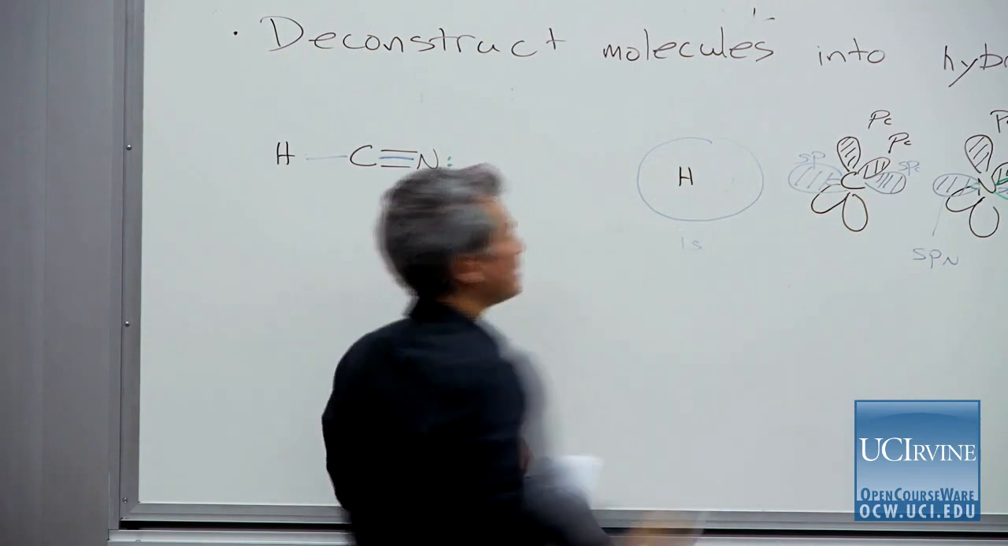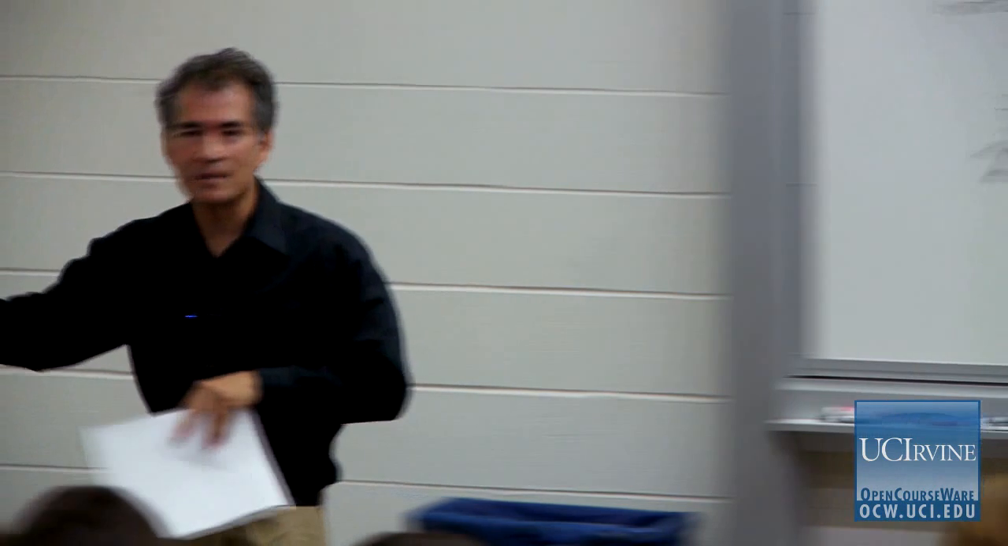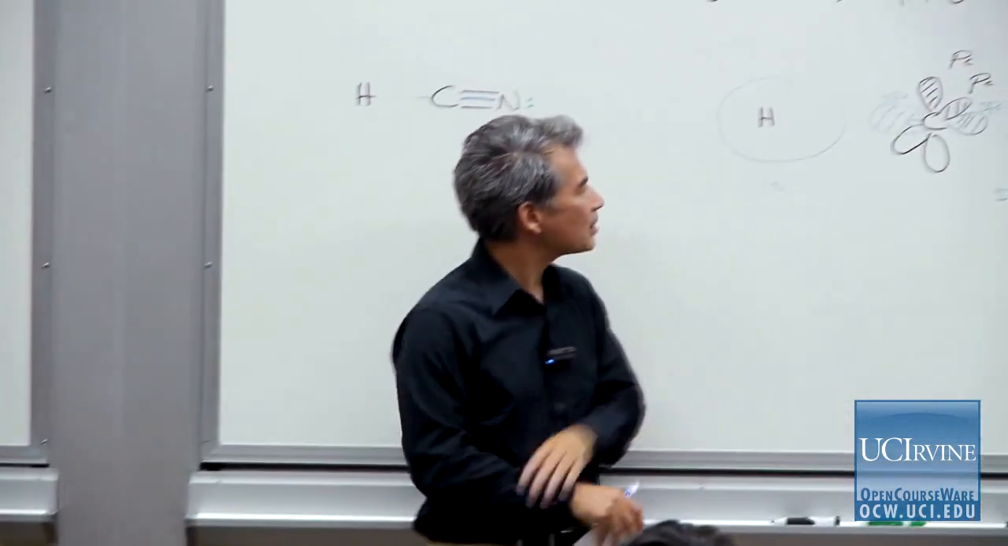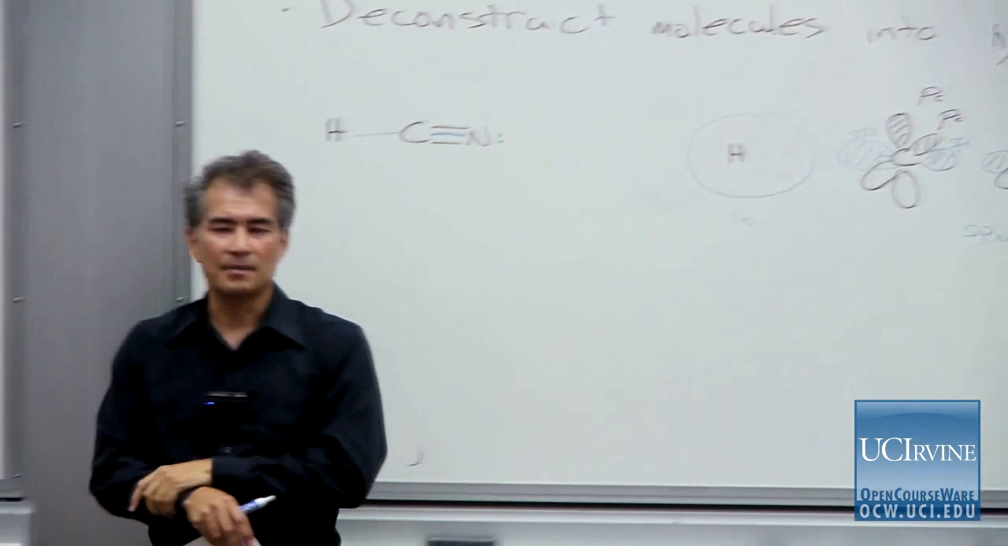Hydrogen only has a 1s orbital to contribute. We don't need to worry at all. There is no way to do hybridization with a hydrogen atom. It's only got 1 orbital. It can't hybridize with its own atomic orbitals. And it's the combination of this 1s orbital and the sp orbital that makes the bond.